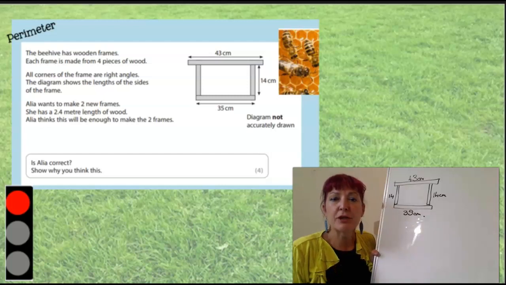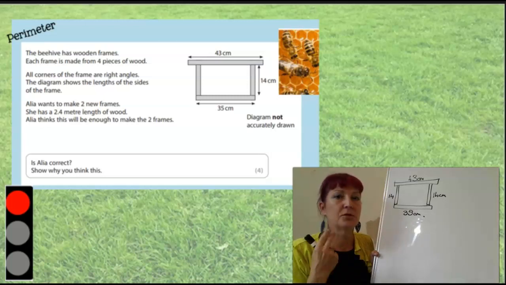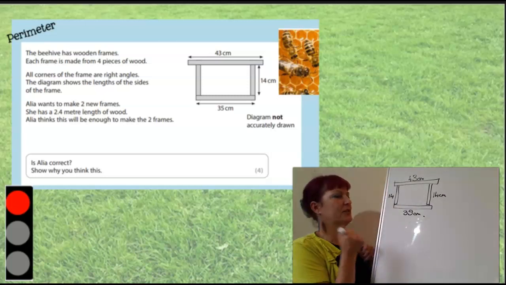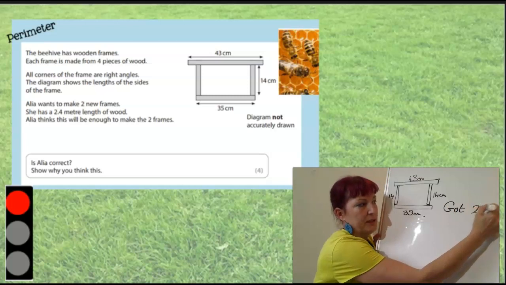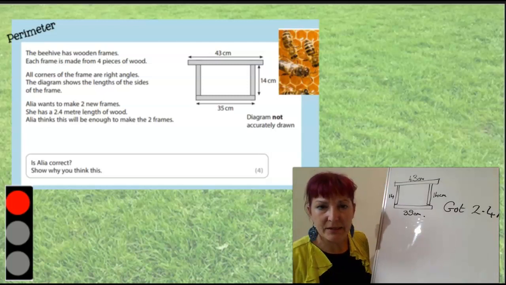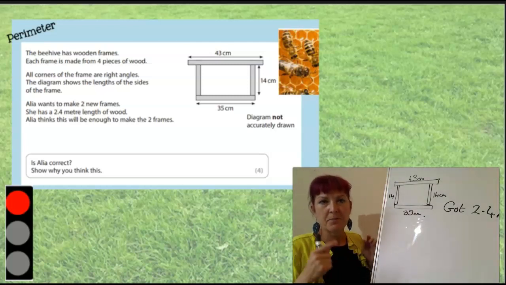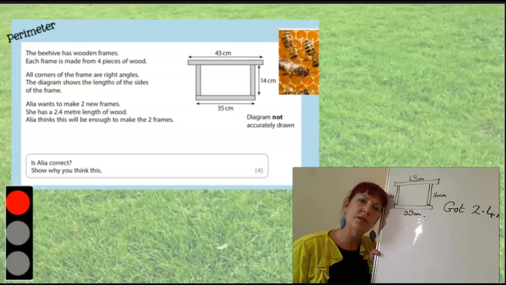Aaliyah wants to make 2 new frames. That would be something that I would circle. 2 of them, not 1, 2. She has 2.4 meters. Aaliyah thinks it will be enough to make the 2 frames. I hope you've spotted they are mixing centimeters and meters. What shall we work in today?